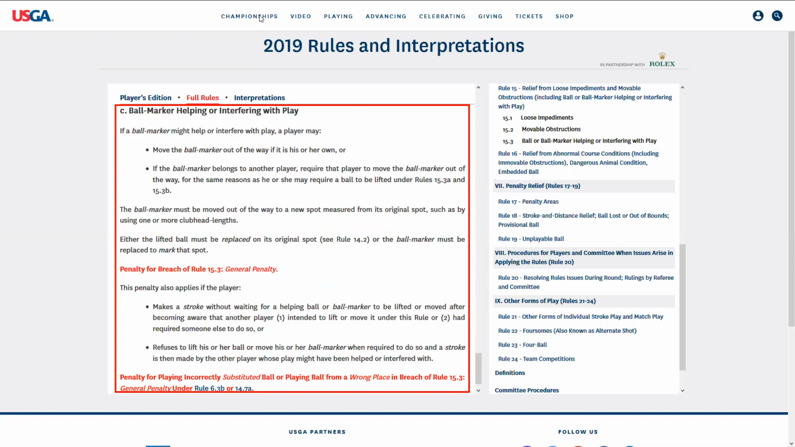Any questions on 15? The ball marker has the same status, relationship as the ball, right? Yes. So that rather than move the ball marker, you could play. In stroke play. Yes, that's right.